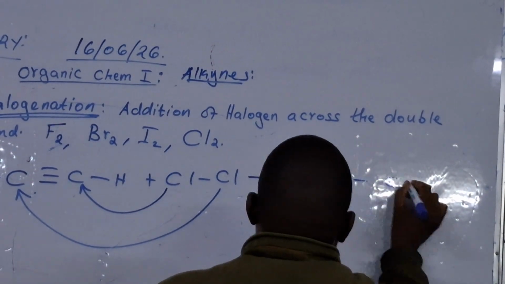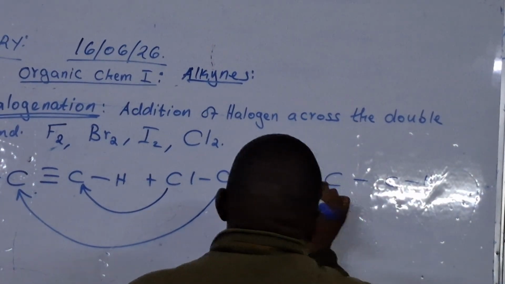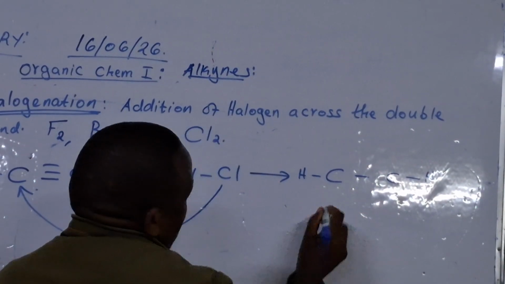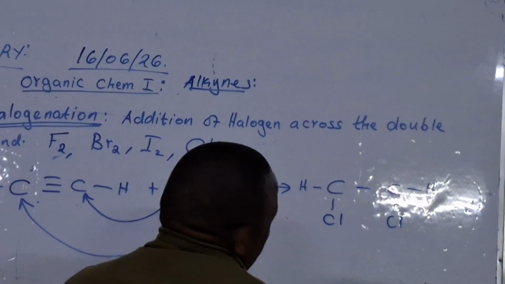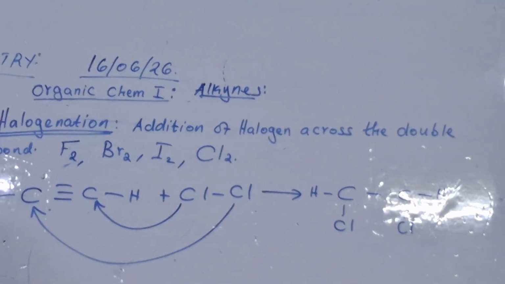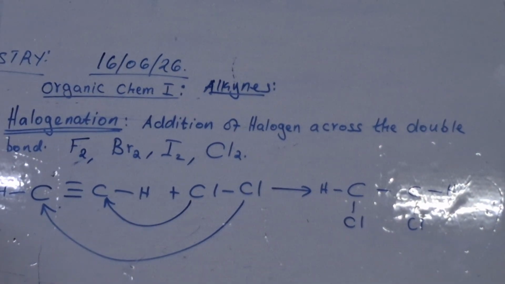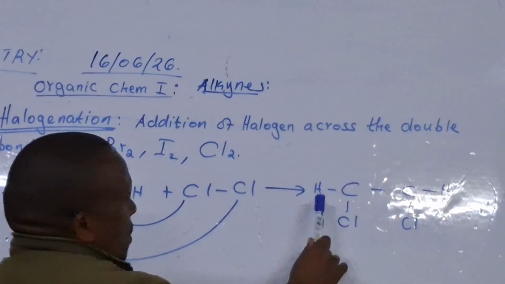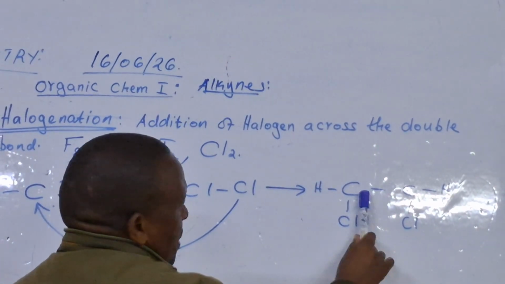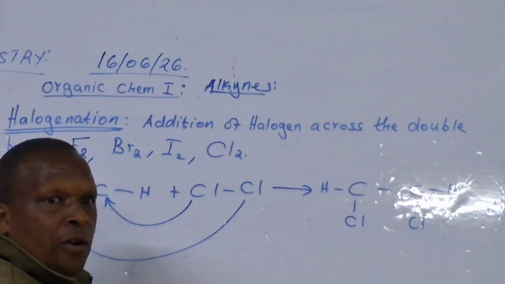Once we are done like that, we now show our product, which is carbon, and then here we have hydrogen, and then here we have hydrogen. Then below here, we have chlorine, and here we have chlorine. Now, we follow the rule. Which is the rule? Each carbon to be surrounded by 4 covalent bonds. So here we have 1, 2, 3. What's remaining? 1. So that it becomes 4.